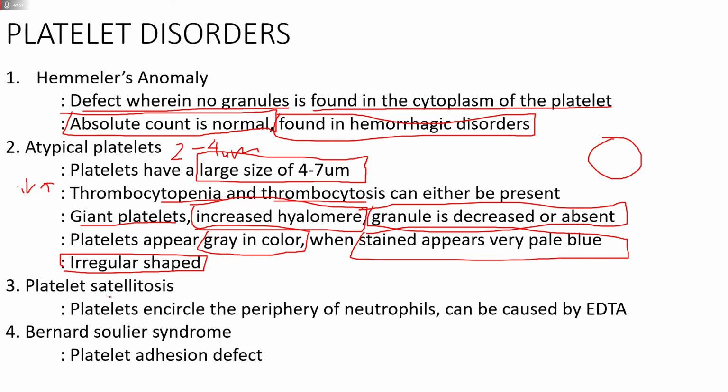Then there's also what we call platelet satellitosis. Platelets would encircle the periphery of a neutrophil. So imagine this would be your platelets. And this would be your neutrophil. Then platelets would encircle it at the periphery. Palibot class. This can be caused by EDTA.